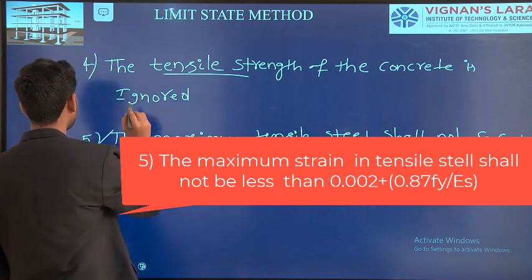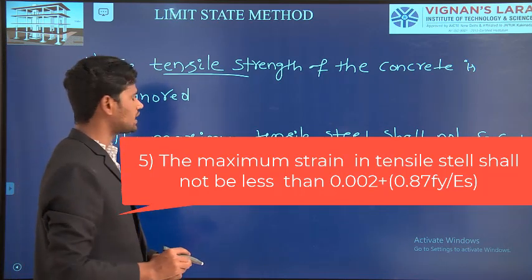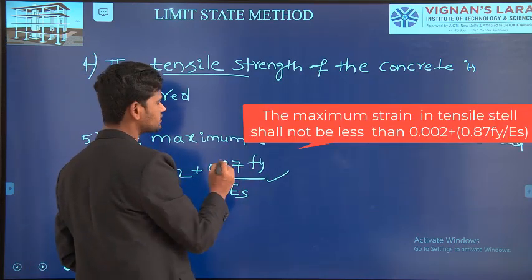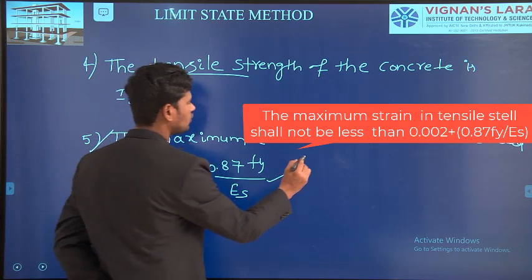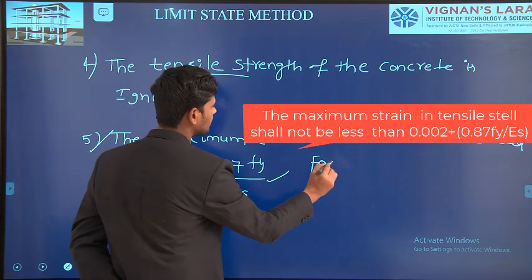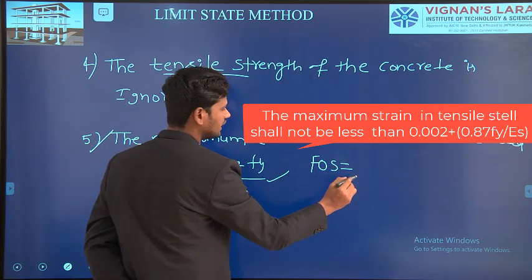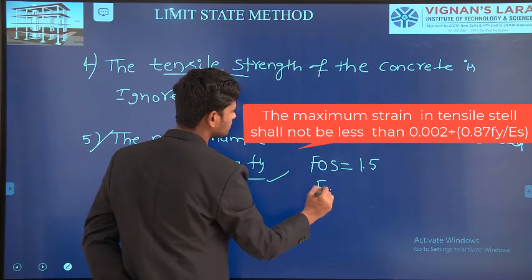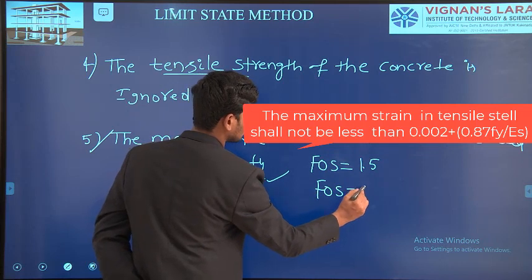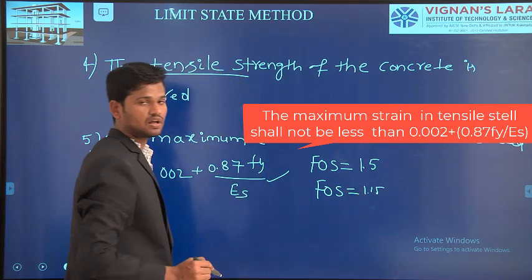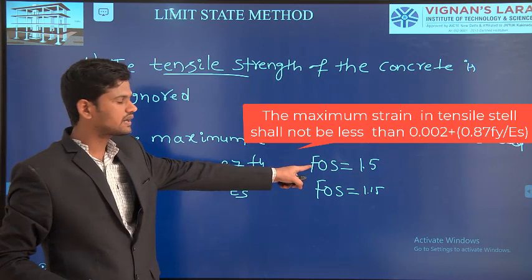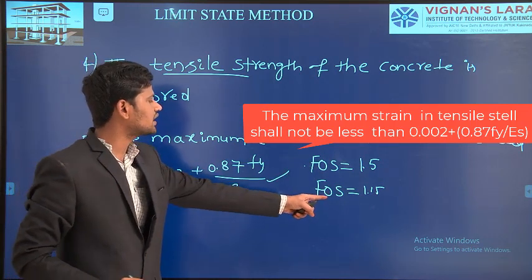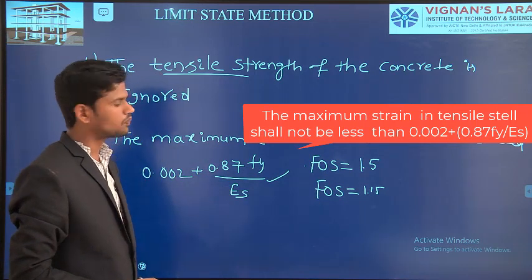Okay, next is the fifth assumption, which concerns the maximum tension. Ask one question: why am I introducing 0.87 here? If you observe here, the factor of safety of concrete we are taking as 1.5, whereas the factor of safety of steel we are taking as 1.15. From IS 456, the factor of safety of concrete is 1.5, whereas the factor of safety of steel is 1.15.